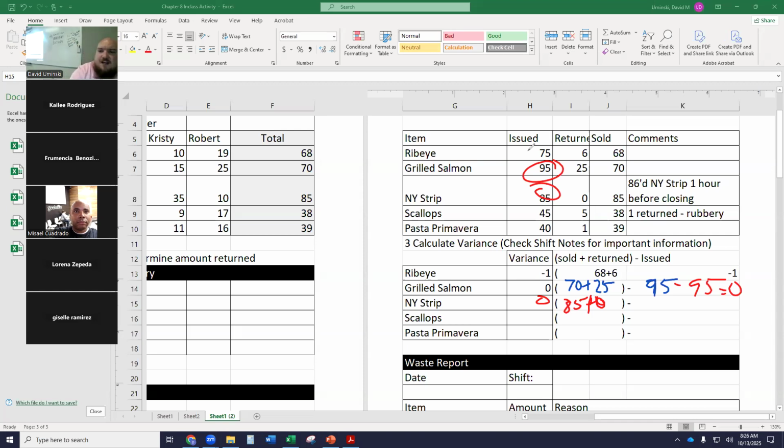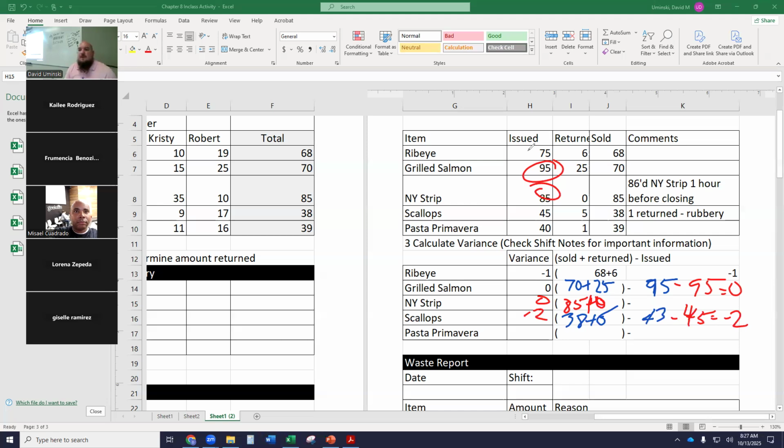Scallops, we have 38 that were sold. How many were returned? Okay, so that is equal to 43. And then we subtract how many were issued? 45. And we get -2. Excellent. Yeah, we want to make sure we have that negative because that tells us that we're missing product.